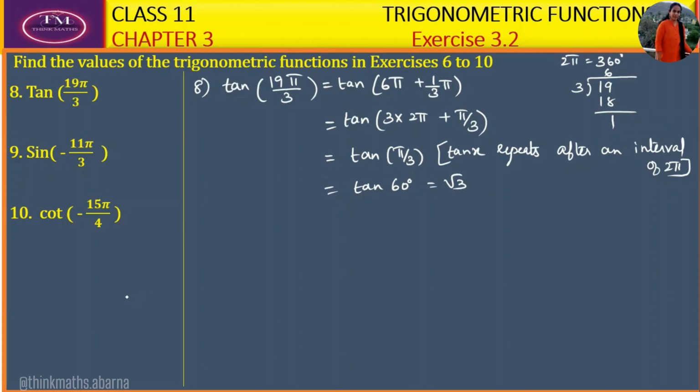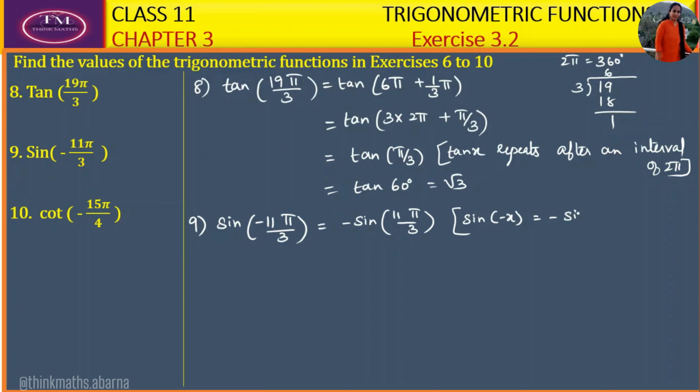What about the 9th? Sine minus 11 pi by 3. We know that sine of minus x is minus sine x. So it is minus sine 11 pi by 3. The reason is sine of minus x is minus sine x. Okay. So we have to work with this 11 by 3.